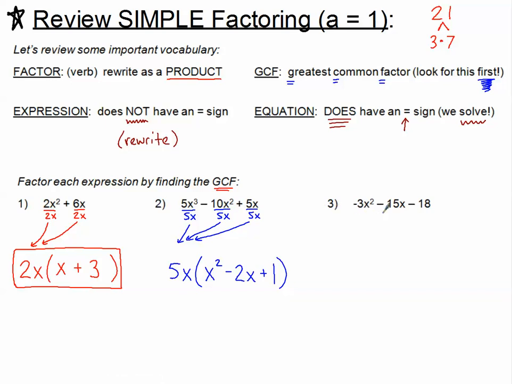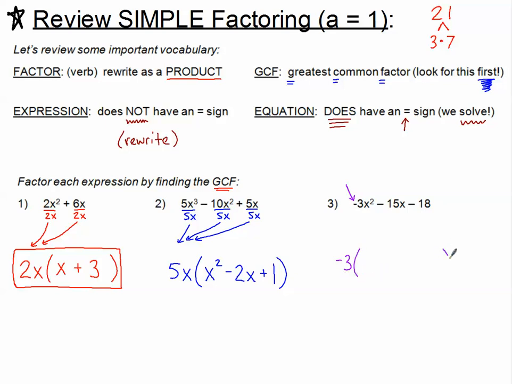Example 3, I'm looking at my numbers first, and I see that they're all divisible by 3. But this time I'm not going to pull out a 3. I'm going to pull out a negative 3. And I note that because it's actually starting with a negative. If my problem starts with a negative, I'm going to use the negative in the GCF. I do not see anything else common. This term does not have a variable. So this time there is no common variable. It's just the negative 3.